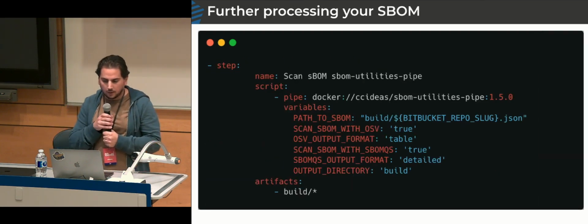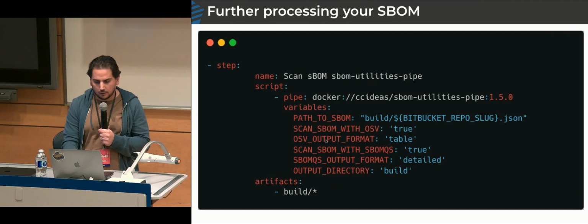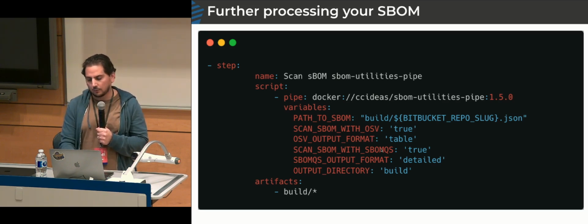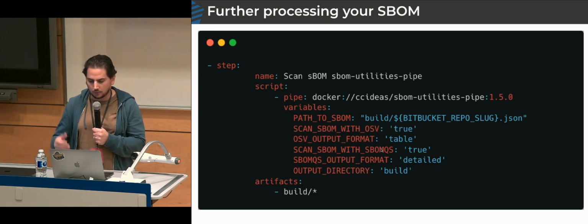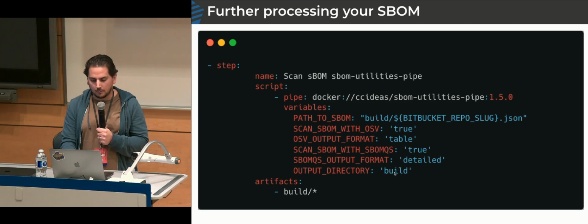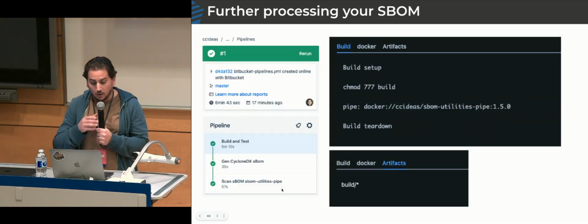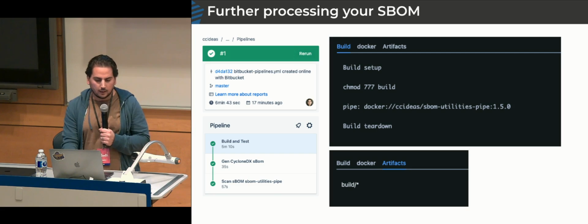So to pass this into your pipeline, it looks very similar to the one before. I have a step, scan SBOM with SBOM utilities pipe. I need to tell it where the pipe is, and in this case, it's in Docker Hub. I need the path to the SBOM, so here's the path to the SBOM, and I need to tell it what to do. So I do want to scan with OSV, and I want my output format to be a table. I do want to scan it with SBOM QS, and I want my output format to be detailed, which in that tool is a table, and just put all the output in my build directory and archive my build directory so I could download it after and take a closer look. So what this looks like when it runs, similar to before, I have my build and test step, I have my Gen CycloneDX SBOM step, and I have my scan SBOM with SBOM utilities pipe.